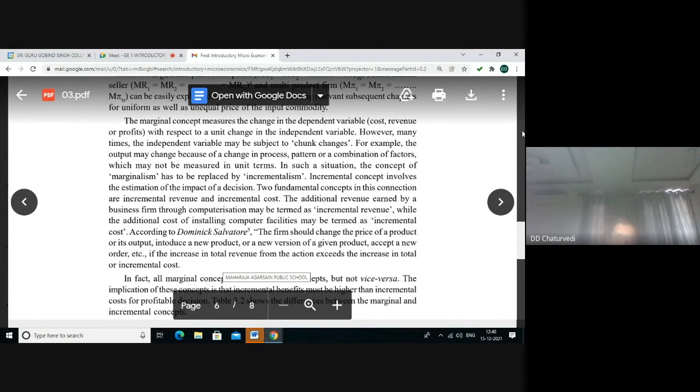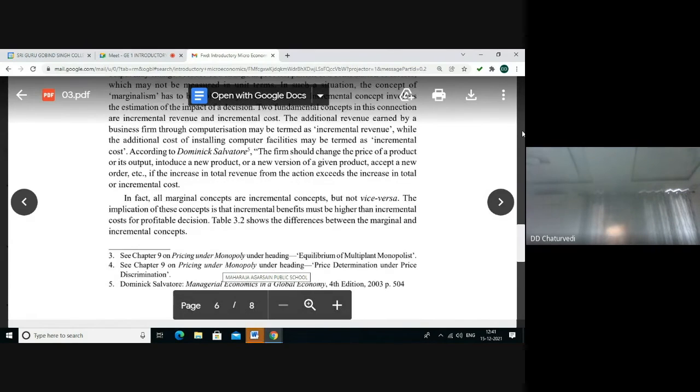Incremental concept involves the estimation of impact of a decision. Here we are using two fundamental economic concepts, incremental revenue and incremental cost. Incremental revenue will be additional revenue earned from computerization or any such new process, while additional cost of installing computer facilities or any such process may be termed as incremental cost. Till incremental revenue exceeds incremental cost, the process will continue, and the state of equilibrium will be arrived at when incremental revenue becomes equal to incremental cost.